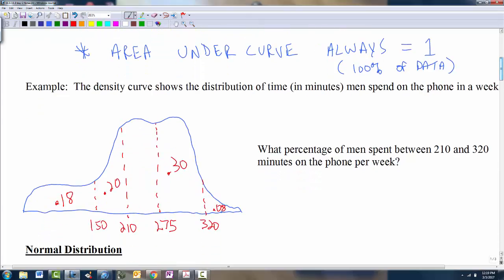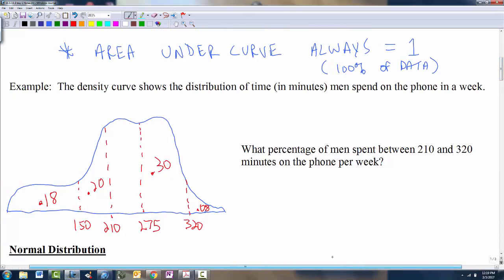All right, so here's a density curve, and the example up there: the density curve shows the distribution of time in minutes men spend on the phone in a week. So here's this curve. The area under the curve is also represented by the percent of men that spend these amounts of minutes on their phone. Down here, these are in minutes: 150 minutes, 210, 275, 320 minutes per week. I'm like 0 minutes per week. I don't like talking to anybody. Anyway.